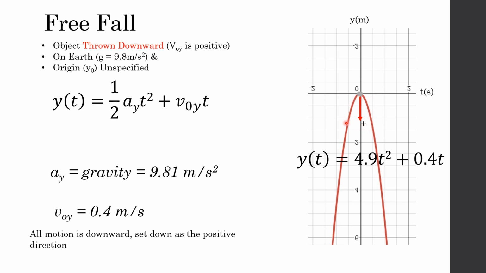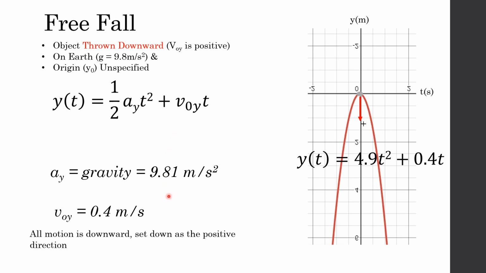And that's because I don't want to have to work with a bunch of negative numbers. That way I can't forget the sign somewhere and then make a small math error that leads me to the wrong answer, right? So once again, our origin is unspecified, so I'm going to set that equal to 0. So you can see here with our position equation, we just have the first two terms again, because as I mentioned, the origin is unspecified.